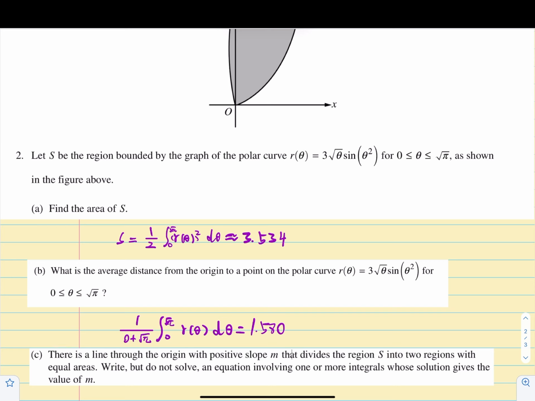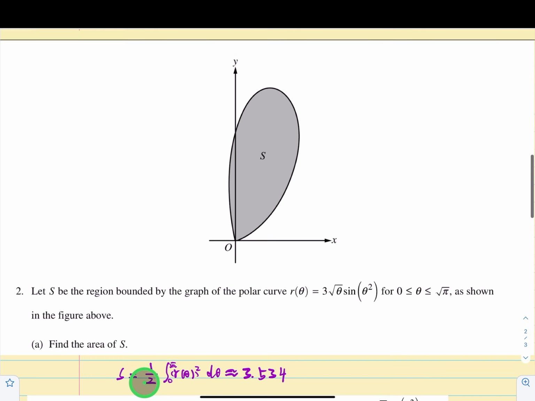Okay, here is our question 3. There is a line through the origin with positive slope m that divides the region S into 2 regions with equal area. Write, but do not solve, an equation with one or more integrals whose solution gives the value of m. So here is a line. The value here goes from 0 to some point, which I can set as x, and this divides the region into two equal sides.